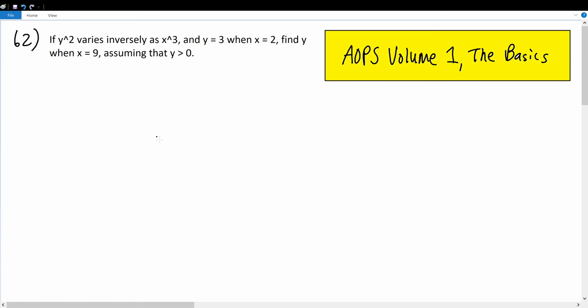AoPS Volume 1, the Basics, number 62. If y squared varies inversely as x to the third power and y is equal to 3 when x is equal to 2, find y when x is equal to 9, assuming that y is greater than 0.